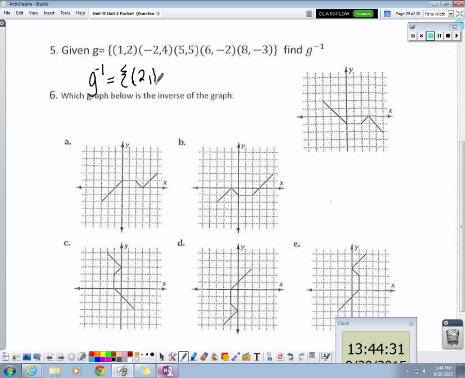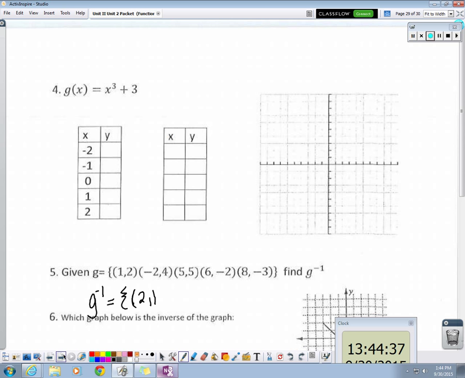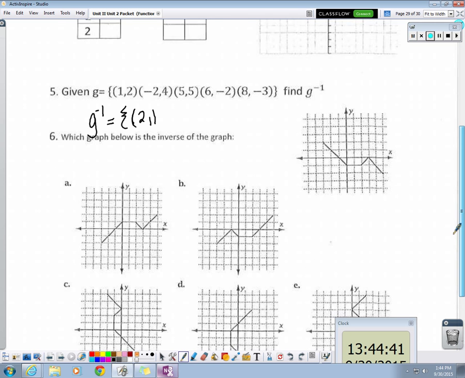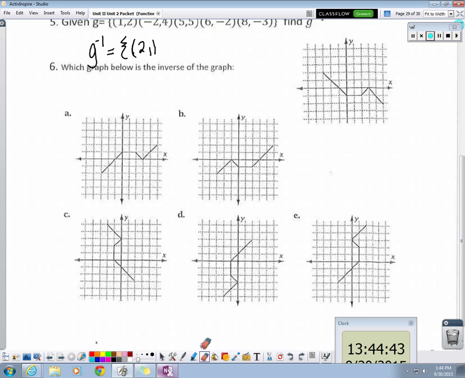2, 1. All you do is flip-flop the x's and y's. Oops, I didn't mean to do that. Oops, not that either. Hold on. Okay, there we go. So all you're going to do is switch the x and the y because we're just trying to find the inverse.